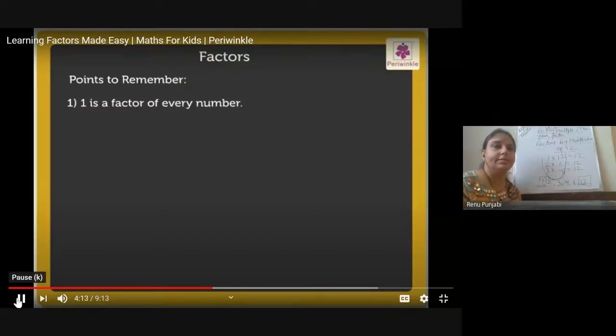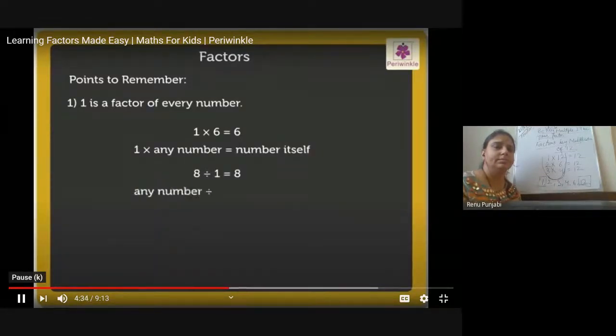Examples. 1 into 6 is equal to 6. 8 divided by 1 is equal to 8. Thus, 1 multiplied by any number gives the number itself as the product, and any number divided by 1 also gives the number itself as the quotient. Hence, we conclude that 1 is a factor of every number.